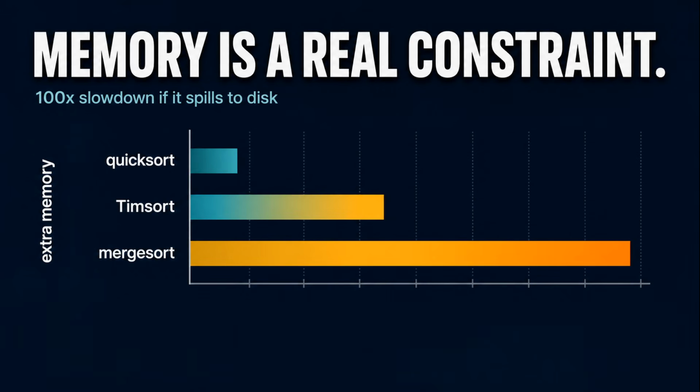On a single laptop sorting a million rows, that difference is invisible. On a streaming pipeline sorting batches of 100 million records, the choice between in place and out of place is the difference between fitting in RAM and spilling to disk, which is a 100x slowdown right there.